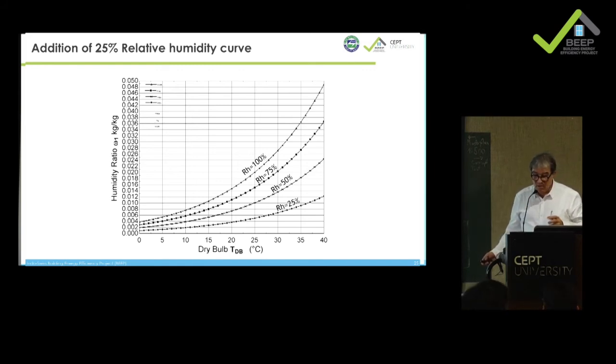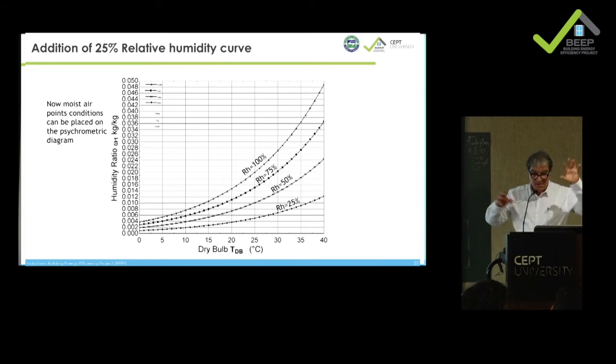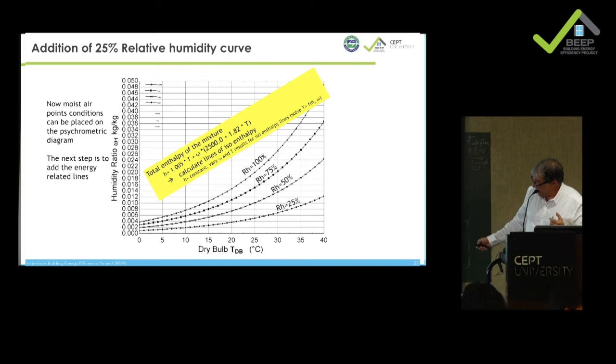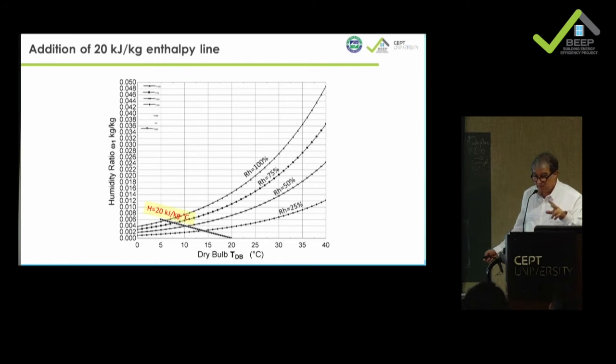Now we are able to place the points on the diagram, depending on how much absolute humidity or relative humidity we have. But we still don't know the relation with energy. So now we remember the equation I just showed you before. From this, we can draw the lines where enthalpy is at a constant value. This is the first one. I have shown only 3, but for the principle, you will have many more on the diagram.